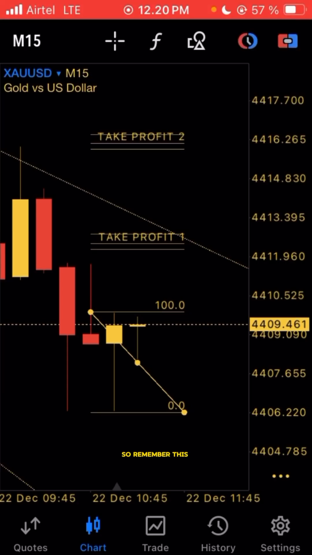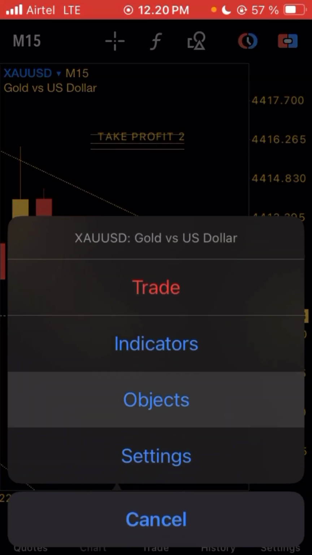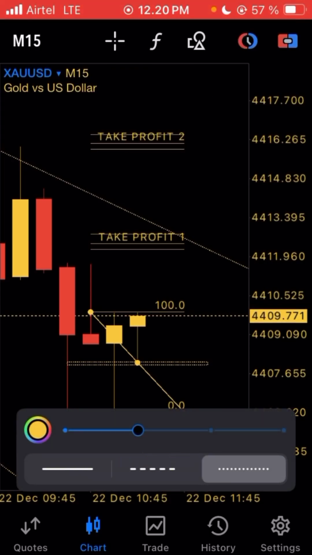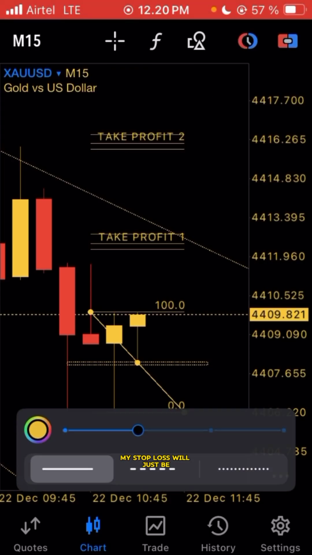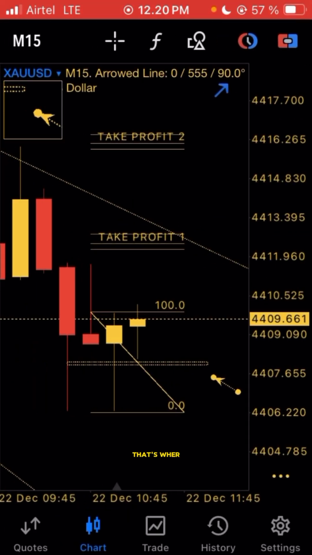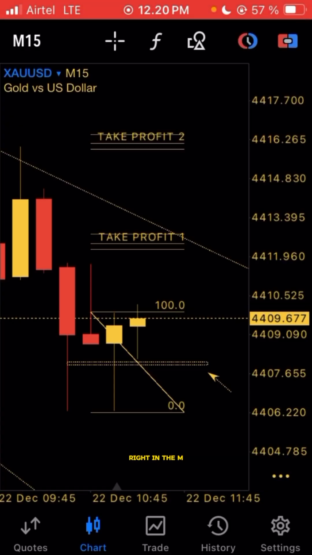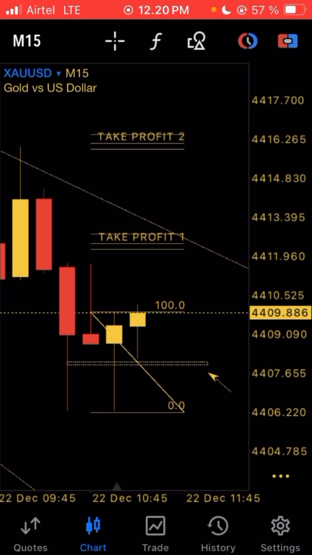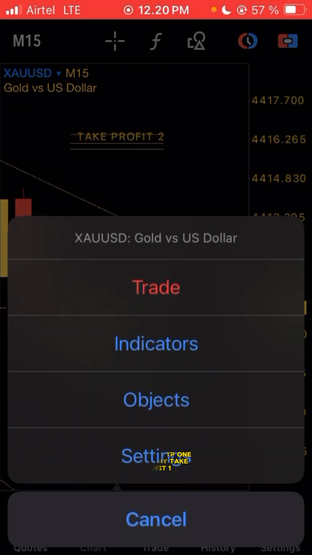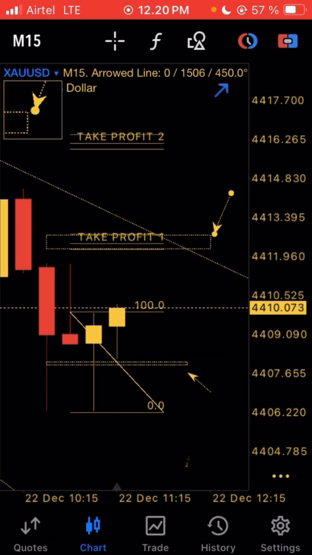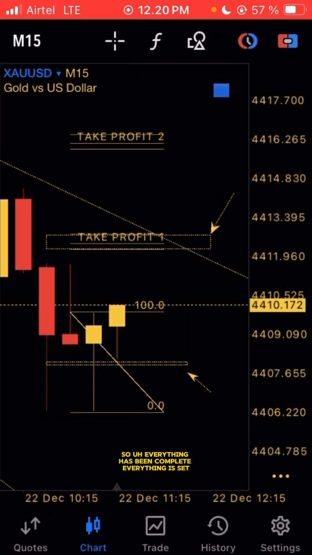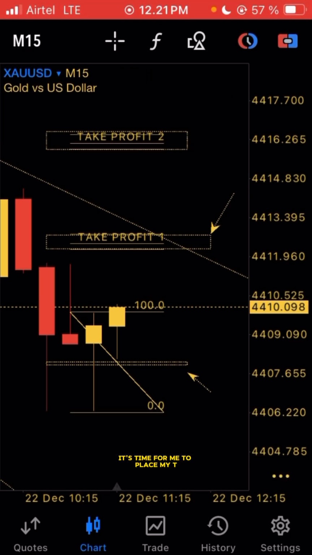Remember, this is a very small amount here, so I'm not going to be day trading. I'm not going to be holding my trades for long. My stop loss will just be right in the middle of the Fibonacci. That's where my stop loss is going to be. So if you look at it right now, we have my TP1, which is my take profit 1, and we also have my take profit 2, which is up there. Everything has been completed, everything is set. It's time for me to place my trade.